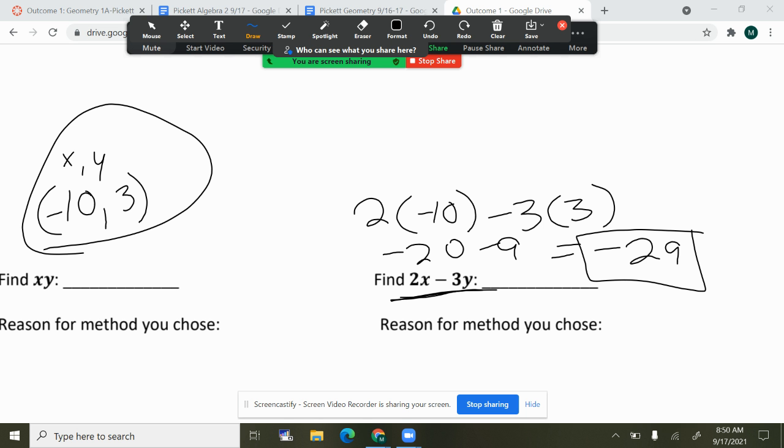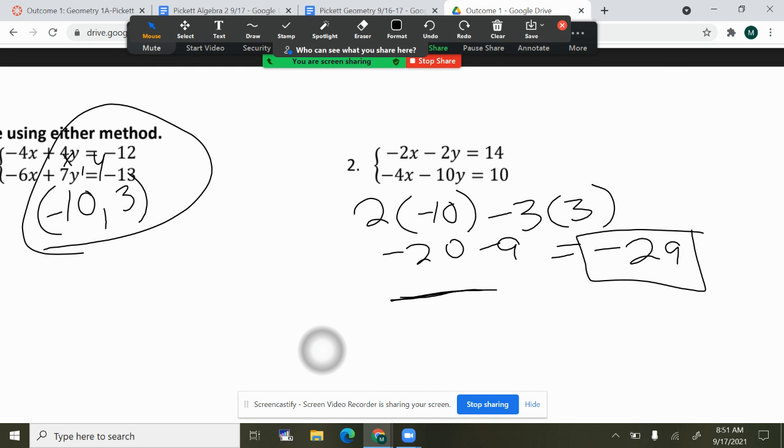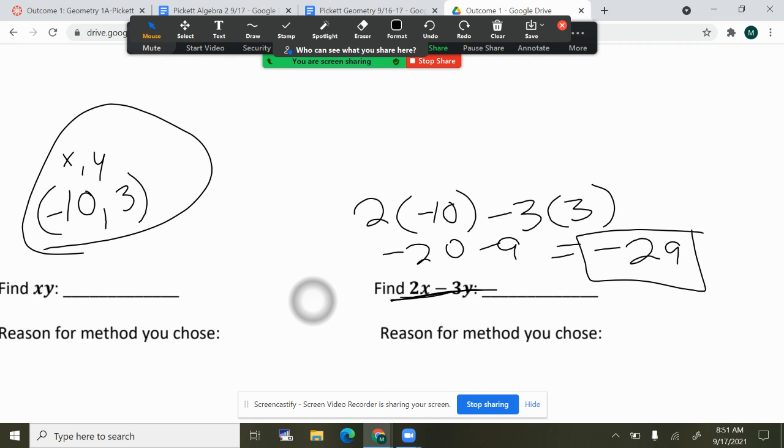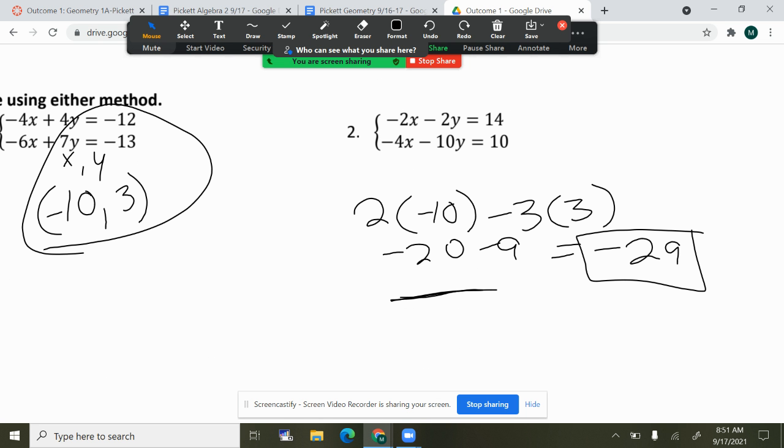And then the reason for the method we chose: we had to do some multiplying anyways, or dividing, one of the two, and it was easier to do that and not have to get an x or a y by itself.